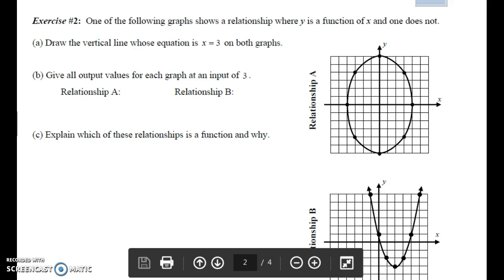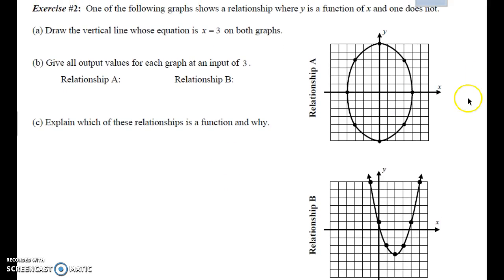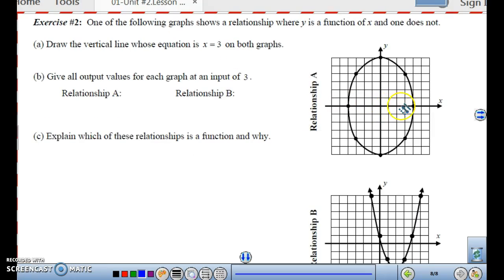Now my next exercise is showing which one's a function and which one is not. What we want to do is draw a vertical line whose equation is x equals 3 on both graphs. So x equals 3 would look like this. This is 1, 2, 3, x equals 3.